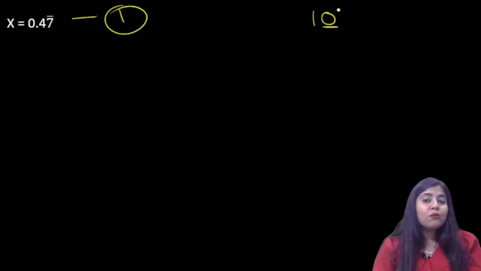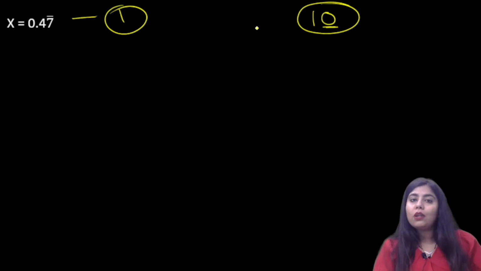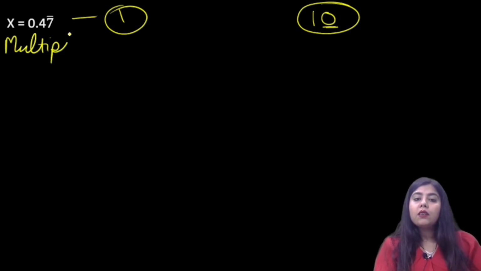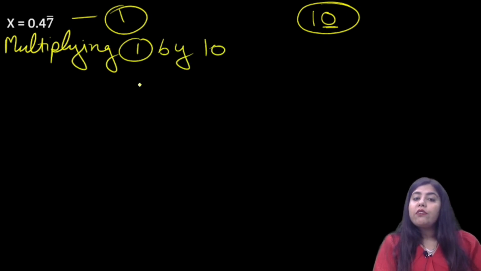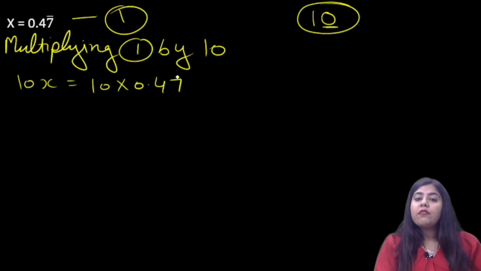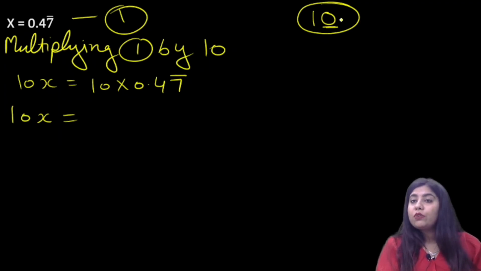It means we have to multiply this equation by 10 only. Just multiply equation number 1 by 10. When we multiply it by 10, we will get 10x equals 10 multiplied by 0.47 bar. Now see, left hand side as it is, 10x equals. Now see the right side. We have to multiply 0.47 bar by 10. It is 10 multiplied by 0.477 and so on.